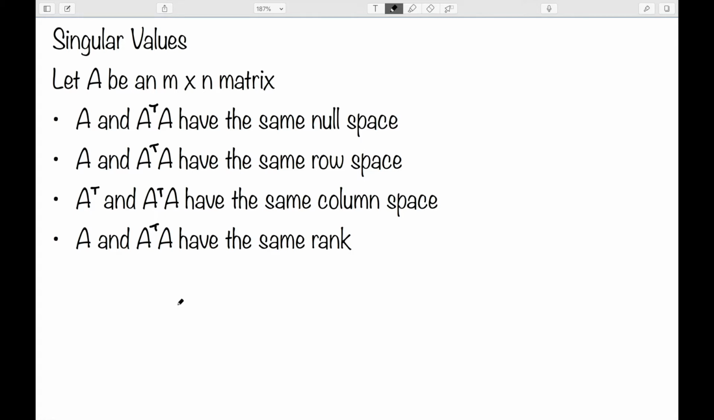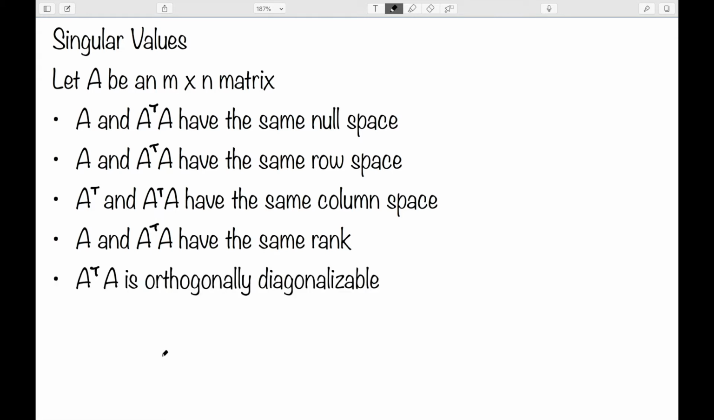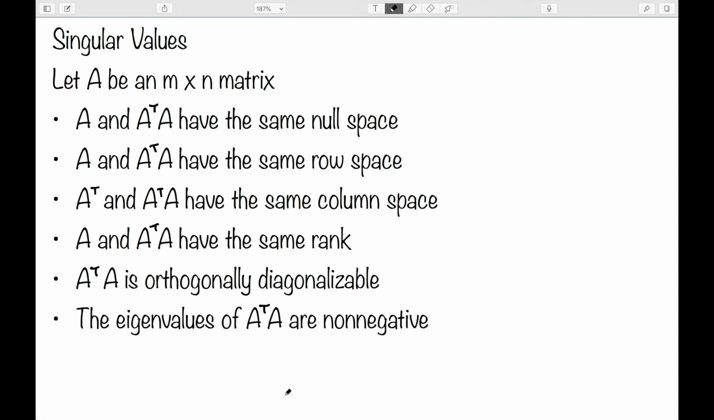And there are two more important properties about this A transpose A that we need to consider. A transpose A is orthogonally diagonalizable, so we can find an orthogonal diagonalization of A transpose A. And finally, the eigenvalues of A transpose A are non-negative. So they can be 0 or positive, but they cannot be a negative value.